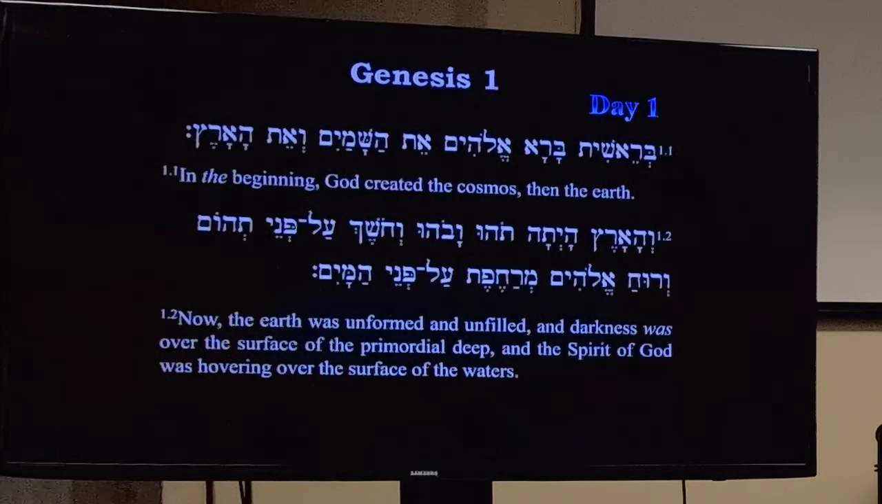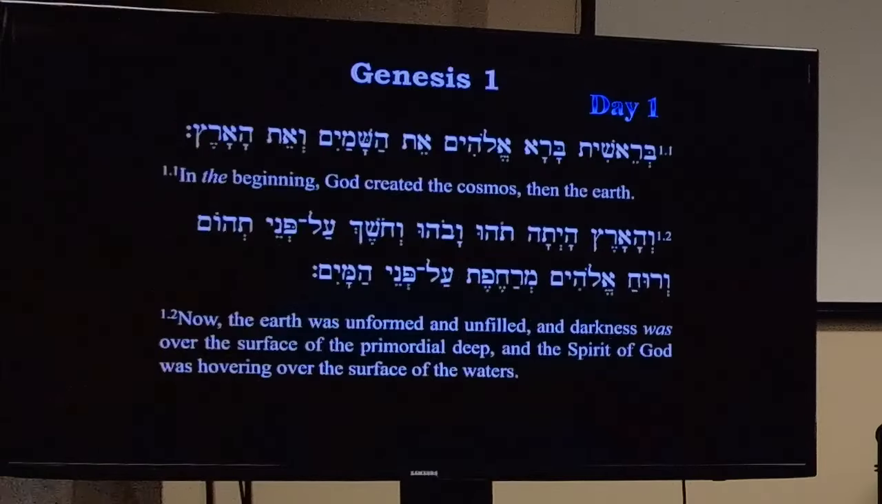It's not that it was in a state of chaos. Chaos is not the point of tohu wavohu. It's something that's unaccomplished. It's something that's empty, that's not fully formed. It needs forming. It needs to be completed. And darkness was over the surface of the primordial deep.